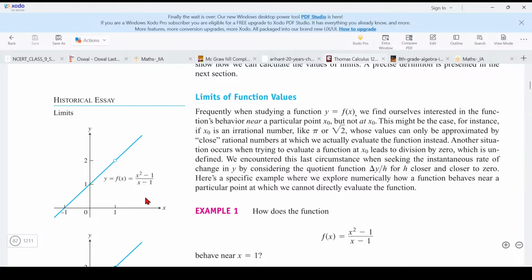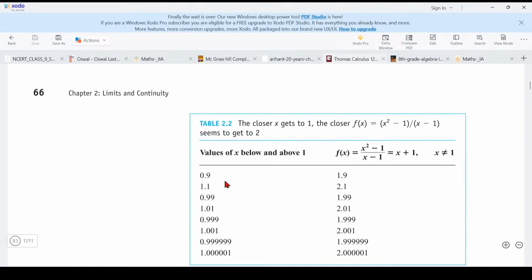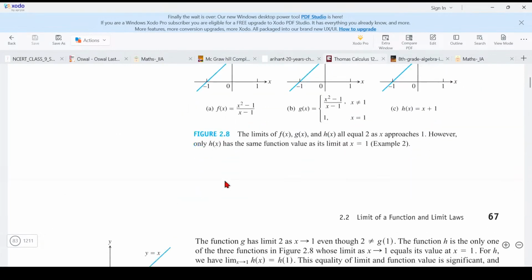In limits, we discussed that this function is equal to this function except at this point. There is a hole here. And so that's why we define the limit of this function when x approaches 1 as 2. Be careful while looking at the graphs. When x is approaching 1, y is approaching 2. Whether x approaches 1 from this side or this side, y is approaching 2. That's why we call the limit as 2.